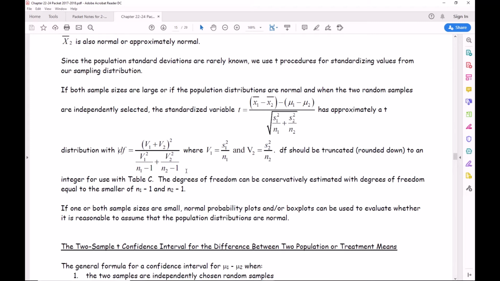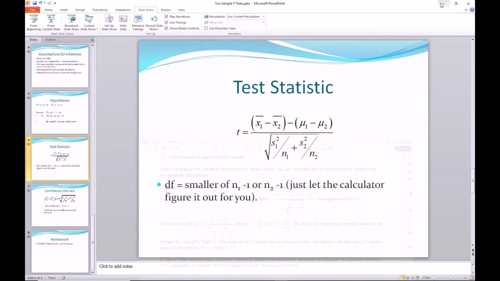Now your n1 minus 1 or n2 minus 1 is just a conservative estimate. This is the exact, and nobody uses it. Don't use it. It's not even in your formula chart. It would take you another 10 minutes of work time to get this. The whole thing pops up on your calculator when you do your inference. Just use it, and don't mess with that. It's just crazy. It's not what we need. So let's get back to this. You can do n1 minus 1 or n2 minus 1 and use that, but just let the calculator handle it for you.